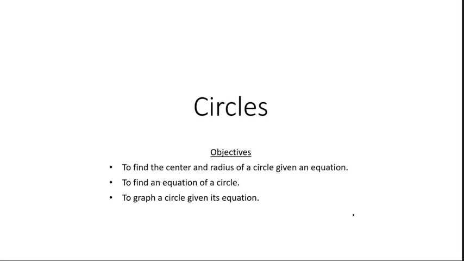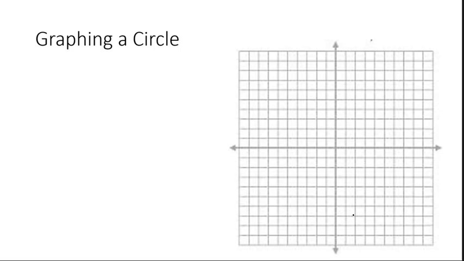To graph a circle, if we know the center and the radius, we can graph any circle. For example, if we have the center of (1, -2) and the radius is 3, we can graph this very quickly. The center is at (1, -2), which would be right here. So to the right 1, down 2.